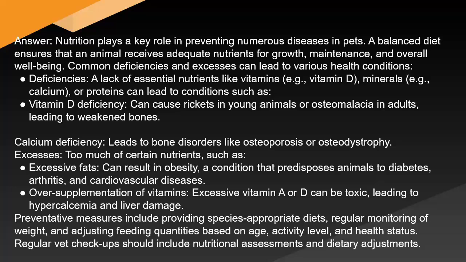Preventative measures include providing species-appropriate diets, regular monitoring of weight, and adjusting feeding quantities based on age, activity level, and health status. Regular vet checkups should include nutritional assessments and dietary adjustments.